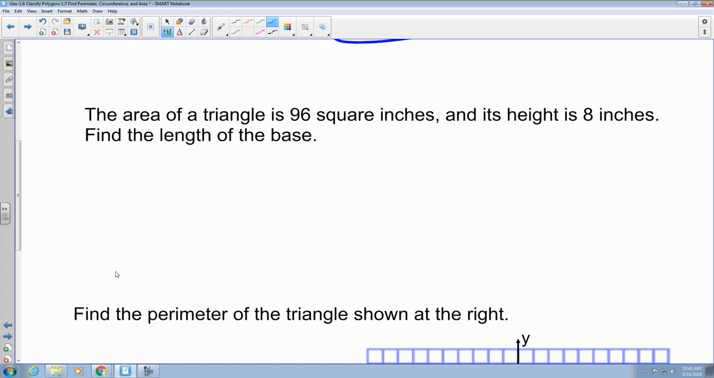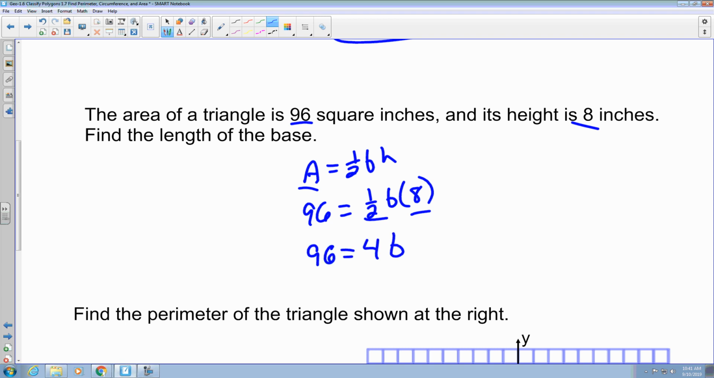Here it says the area of a triangle is 96 square inches, and its height is 8 inches. They want you to find the base. Same idea: area equals 1/2 base times height. They give us the area, which is 96, and the height, which is 8. I'm just trying to find the base, the value b. So 1/2 times 8 is 4, so 96 equals 4b. 96 divided by 4 to get b by itself, so b equals 24 inches.